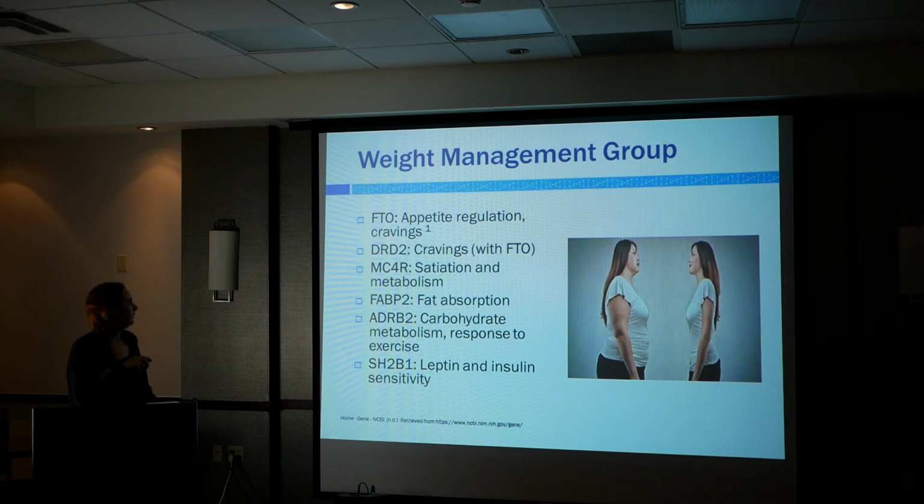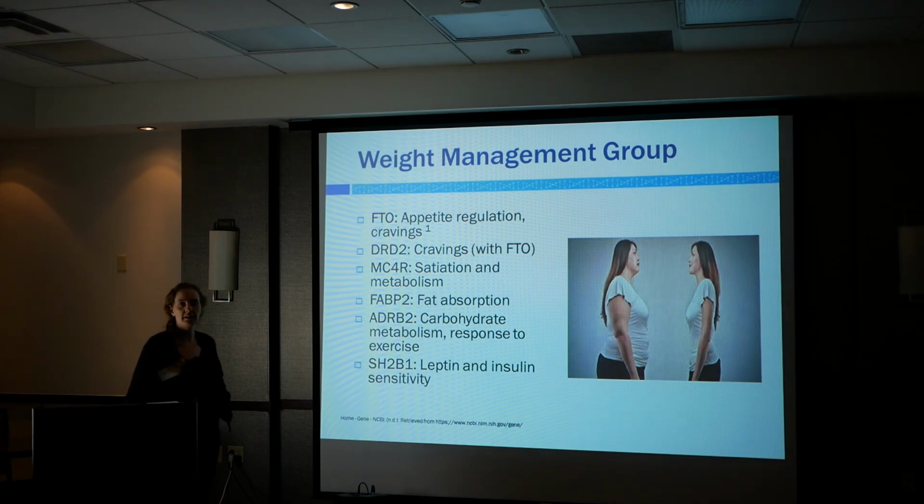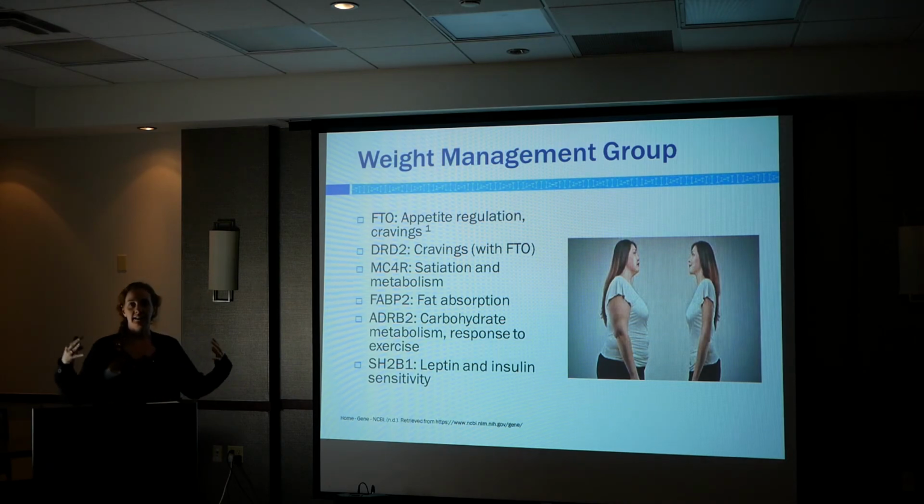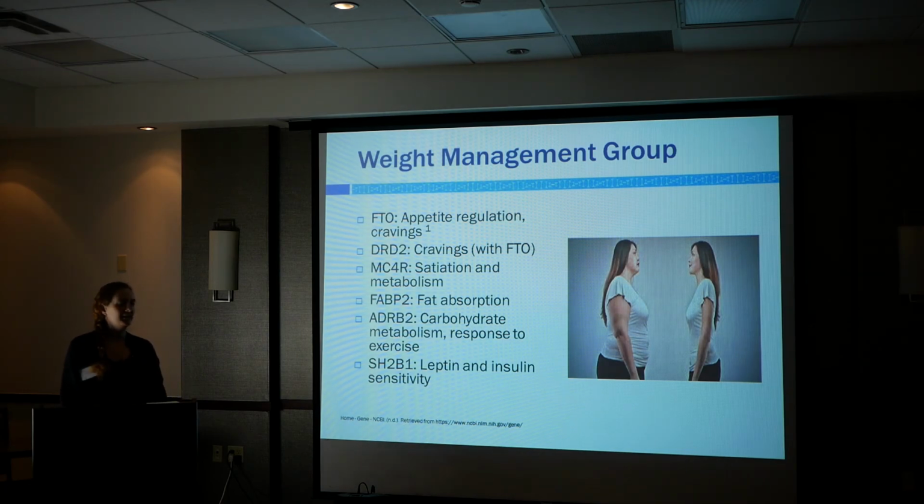DRD2, when combined with FTO, there's a risk allele in this gene that if you have a risk allele in this one and that one together, it's even more intensified because DRD2 has to do with dopamine receptors. And if you guys remember, dopamine is that pleasure response. And definitely you're getting that pleasure response when you eat high-calorie foods.